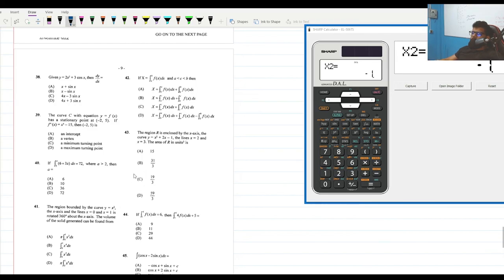Then dy/dx is 4x plus minus 3 sine x. The curve C with equation y equals f of x has a stationary point. We did this already. At the stationary point, the second derivative is going to be greater than 0, which means we have a smile, which means we have a minimum point.